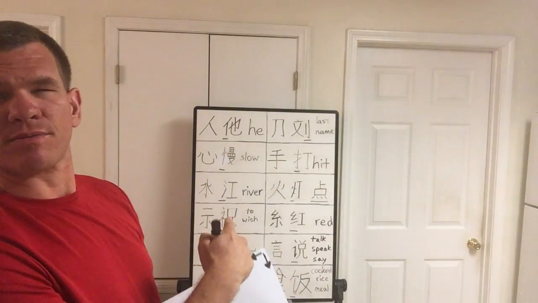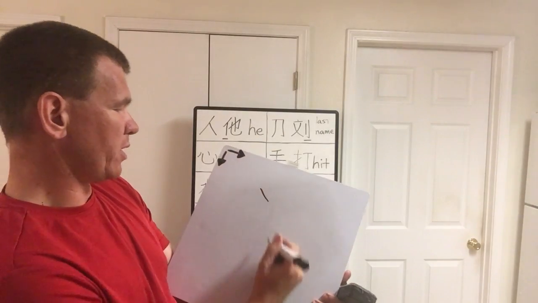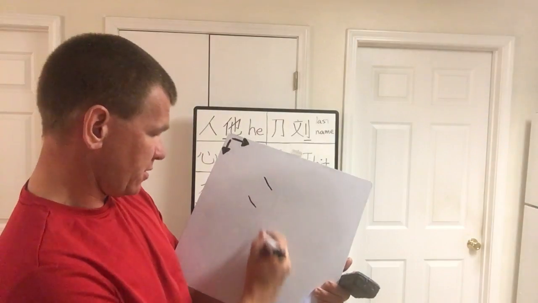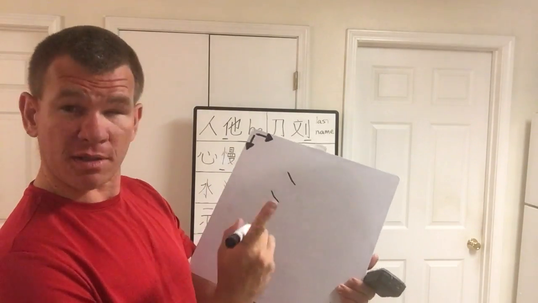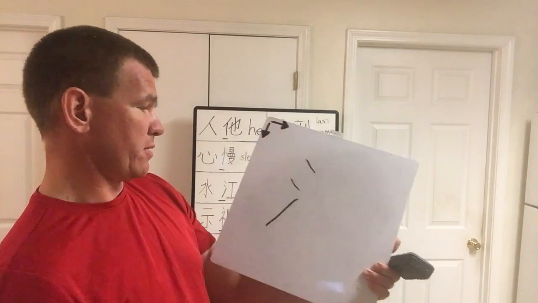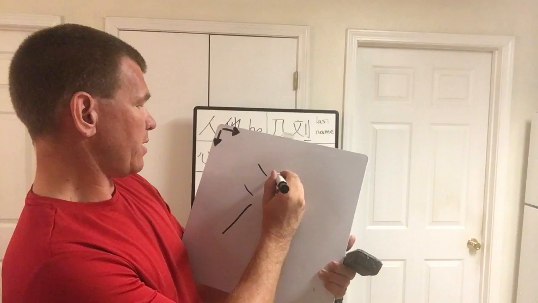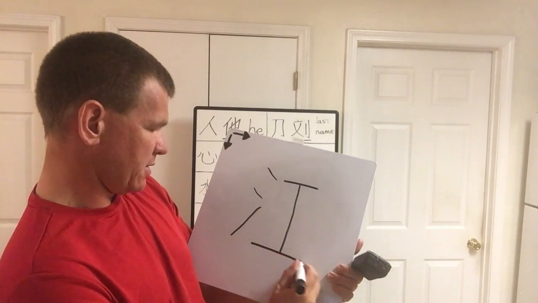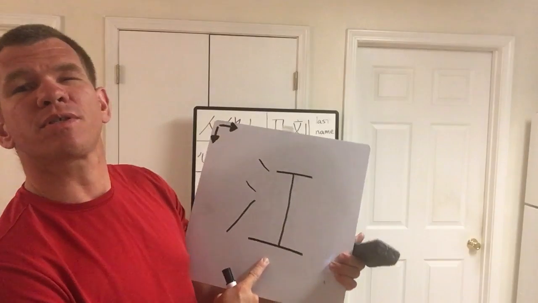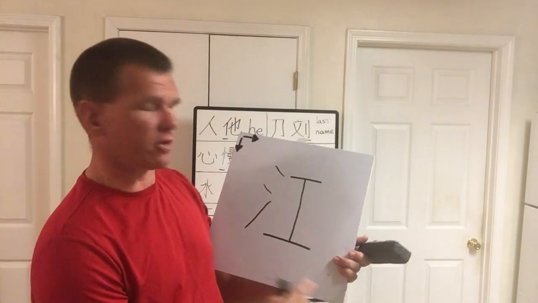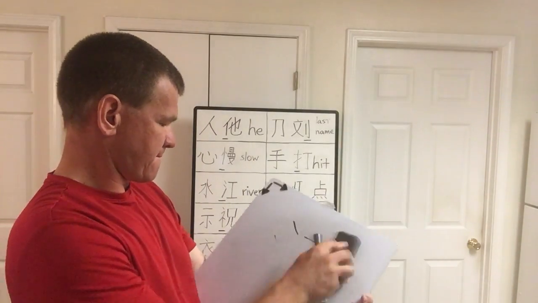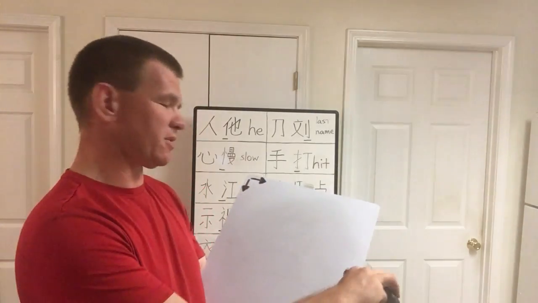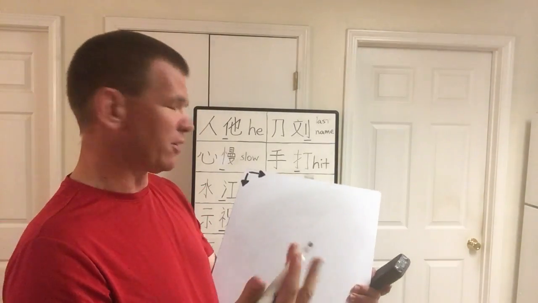This word is river. So 1. So I'm going down with the first one. 2, I'm going down with the second one, but the third one goes up. 3. All right, and then 4, 5, 6. This one is river. This is one way to say river. That's the Chinese word for river. It's one of them. There's a couple that I know of.